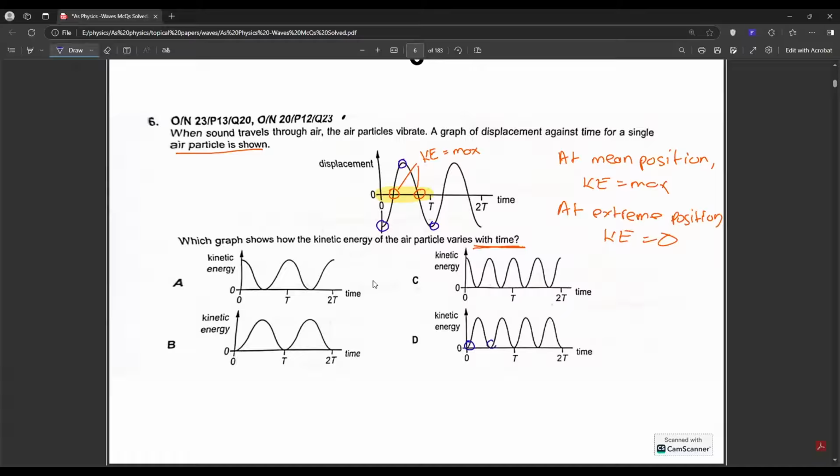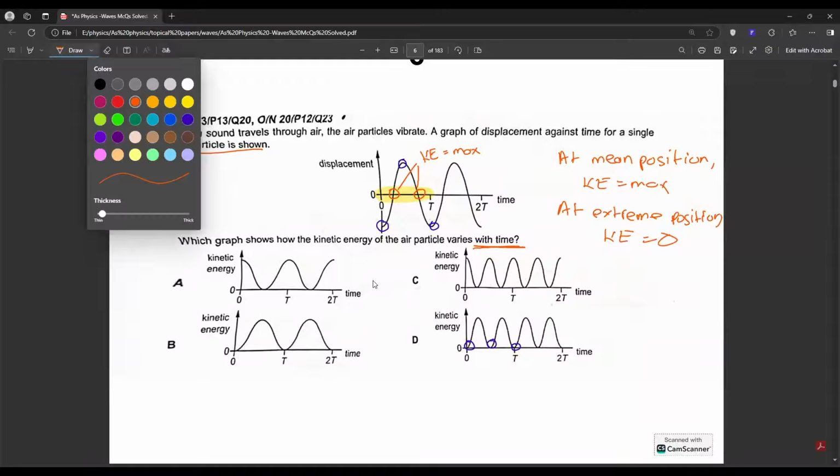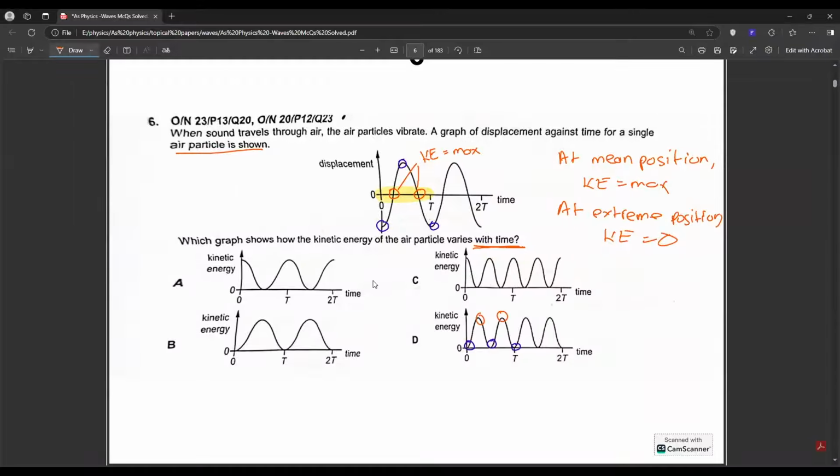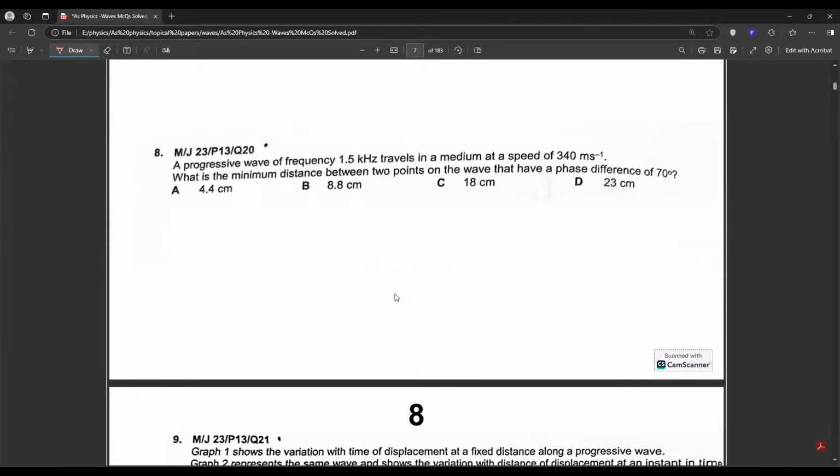1, 2, 3. Reaching minimum 3 times over the course of one time period and reaching maximum 2 times over the course of one time period. D is your answer. Let's see this. A progressive wave of frequency 1.5 kilohertz travels in a medium at a speed of this. What is the minimum distance between 2 points on the wave that have a phase difference of 70 degrees?